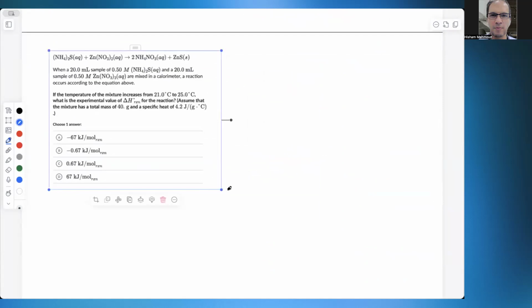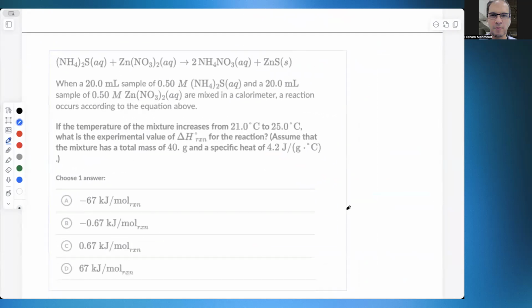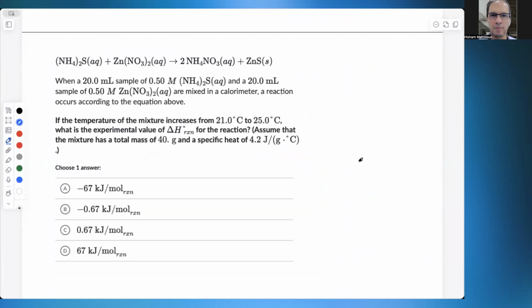Oh, that's different. Okay, this is a calorimeter equation. When a 20 milliliter sample of 0.50 molar (NH4)2S and a 20 milliliter sample of 0.50 molar ZnO3 are mixed in a calorimeter, a reaction occurs. Find, if the temperature increased from 21 to 25. This is very similar to the first question we answered together, which had 100 ml and 100 ml, if you remember. What is the experimental value of delta H? I'm going to help you again.